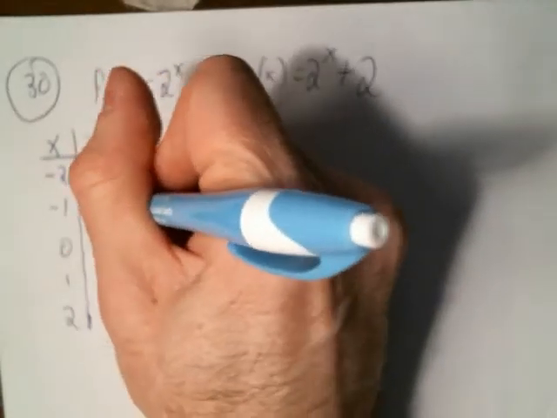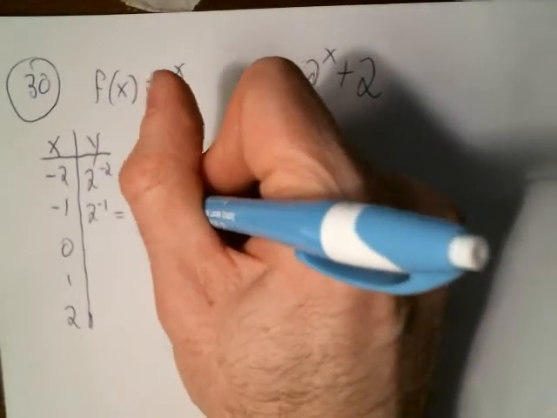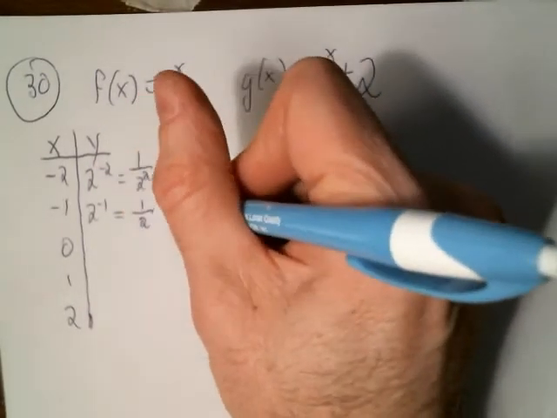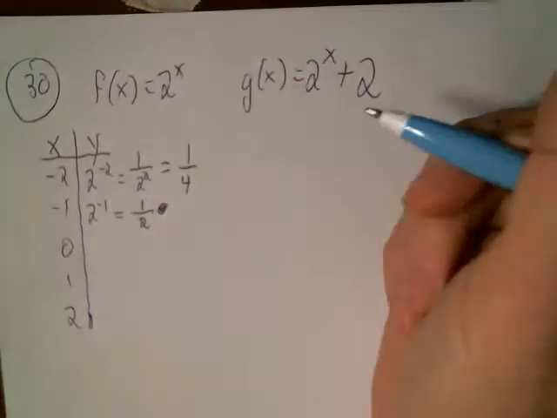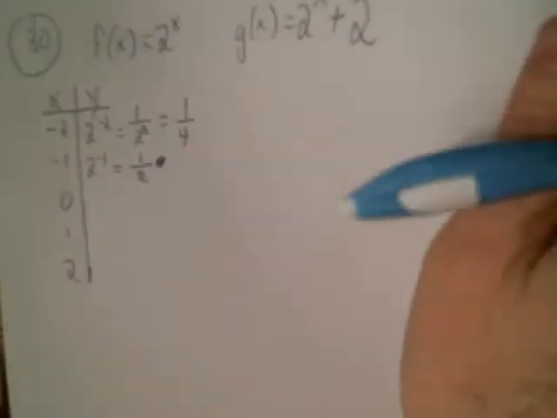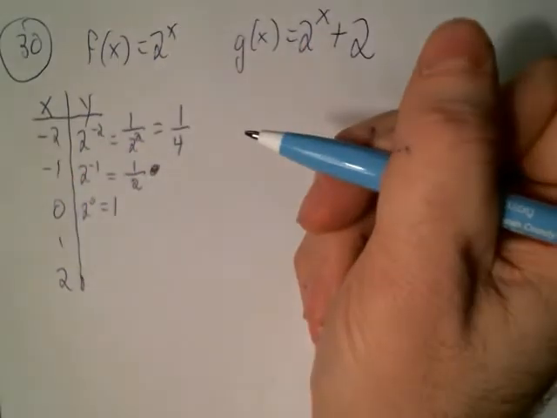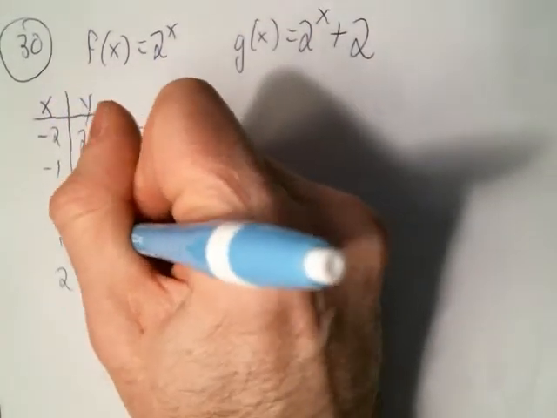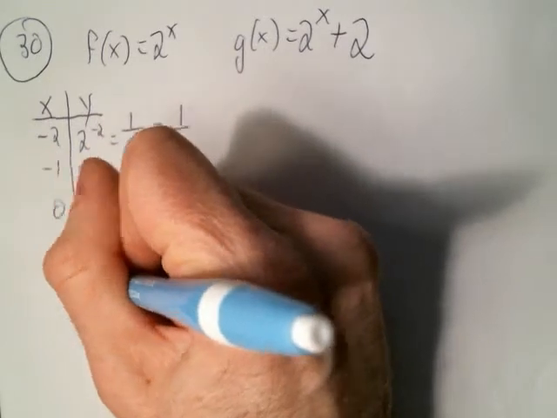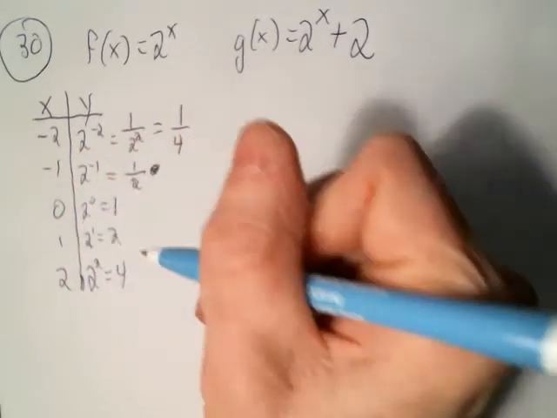Then I have 2 to the -1, which is the same as 1 over 2 to the 1, which is just 1 over 2. Then I have 2 to the 0, which is just 1. Then I have 2 to the 1, which is 2. And I have 2 to the 2, which is 4.